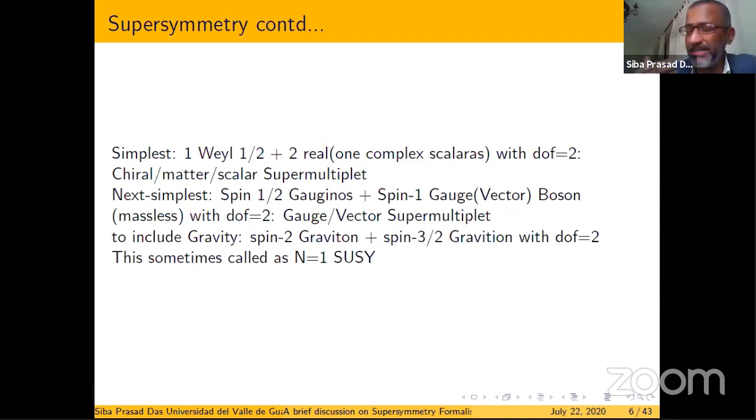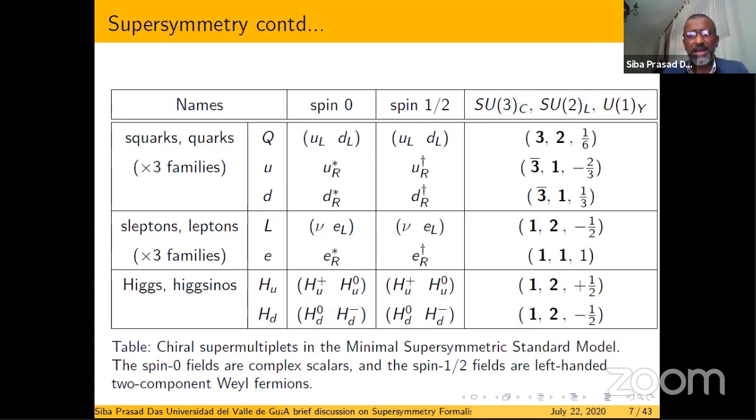And this has a rich phenomenological context, because this directly explains the standard model. As I also discussed last week, these are my spin zero, spin half particle content of the standard model, and these are the quark, these are the lepton, these are the Higgs.